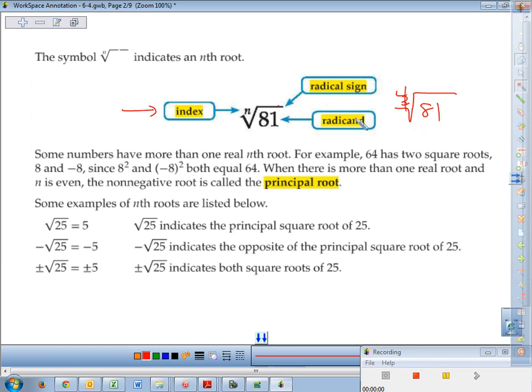This is the radical symbol. The thing underneath the radical is always called a radicand. Talking about square roots, there's a principal square root. If the sign in front of a radical, any kind of root, square root, cube root, whatever, is positive, then that's the principal square root, or it could be the principal cube root or anything like that. If there's a negative in front, then they want the opposite of it. So the square root of 25 we know is 5, and then we want the opposite of that. And if they put the plus or minus, they want both.